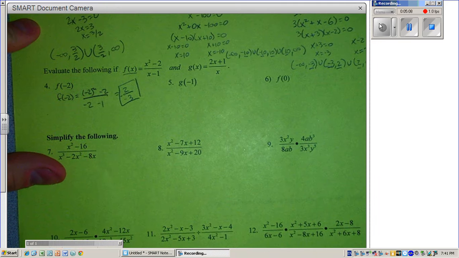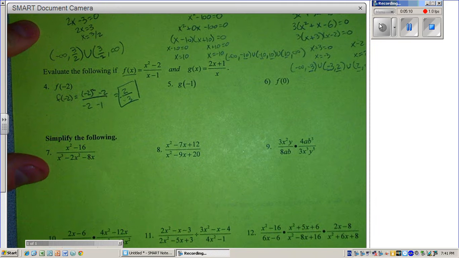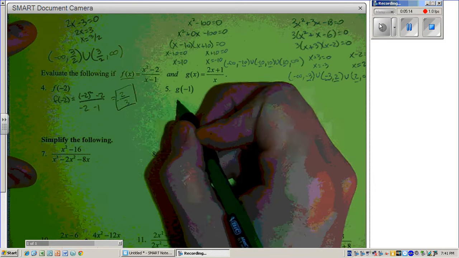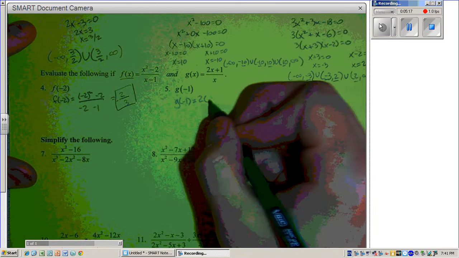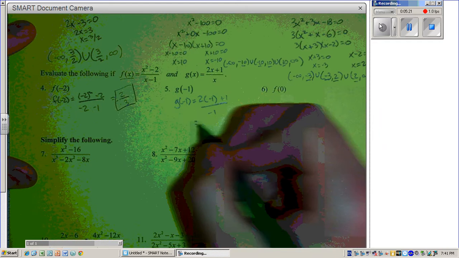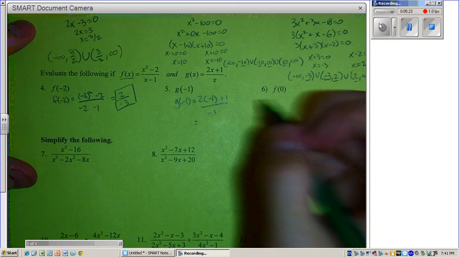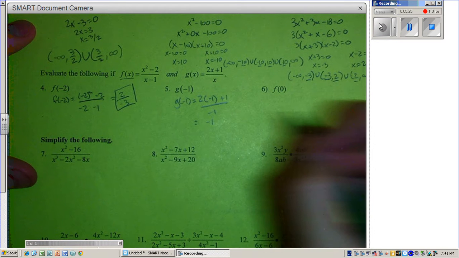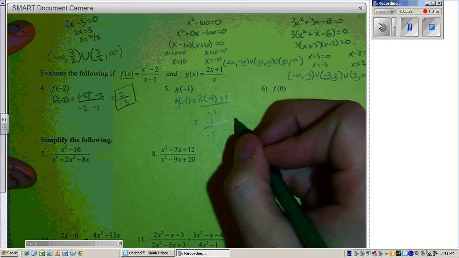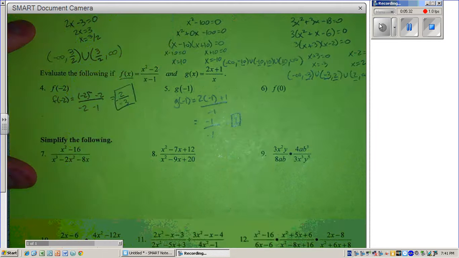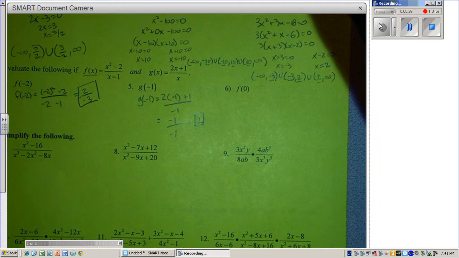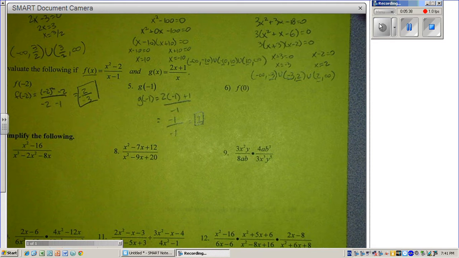Number 5. I'm looking at the function g of x. Wherever I see an x, I need to substitute a negative 1. So g of negative 1 equals 2 times negative 1 plus 1 over negative 1. That gives me negative 2 plus 1, which is negative 1, over negative 1, which equals positive 1. Make sure you can see that. Let me make it a little darker so I know it's right on that one spot right there.